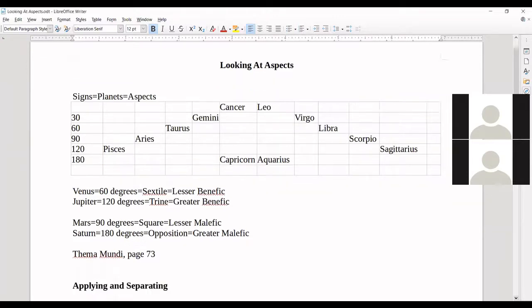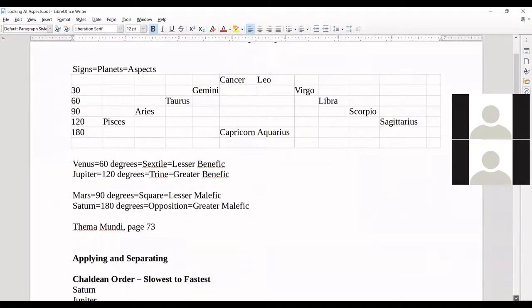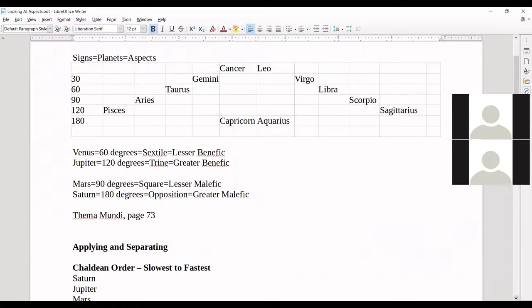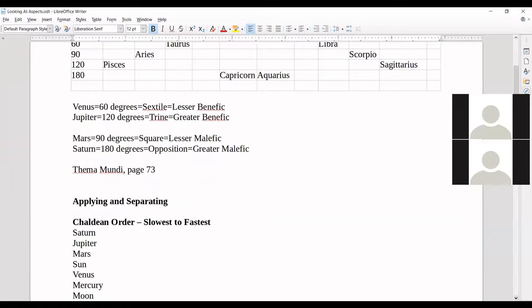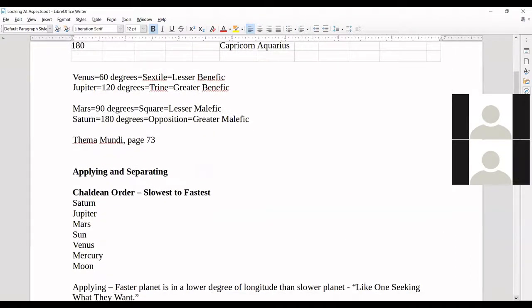One of the things people don't tend to really notice is that they don't know what the aspects mean themselves, right? They know squares are bad, or oppositions are bad, or something like that, but they don't actually know what they're talking about. So we're going to get to that in a second, what they're actually talking about. A really important aspect to dealing with aspects is this idea of applying versus separating.